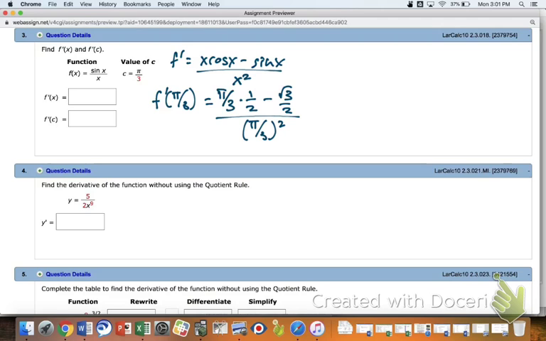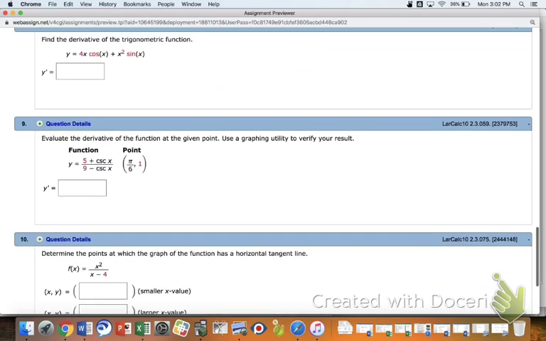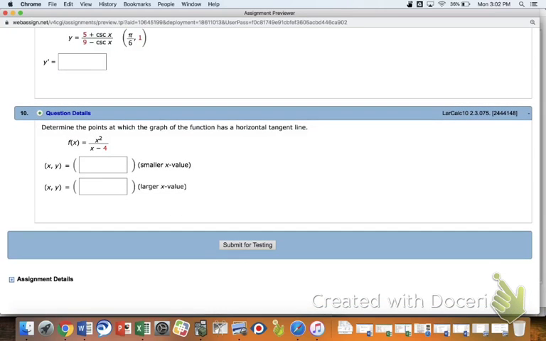For number 10, x minus 2 is on the bottom. So for that one, how would you move the x minus 4 to the top? Or would you do quotient rule?